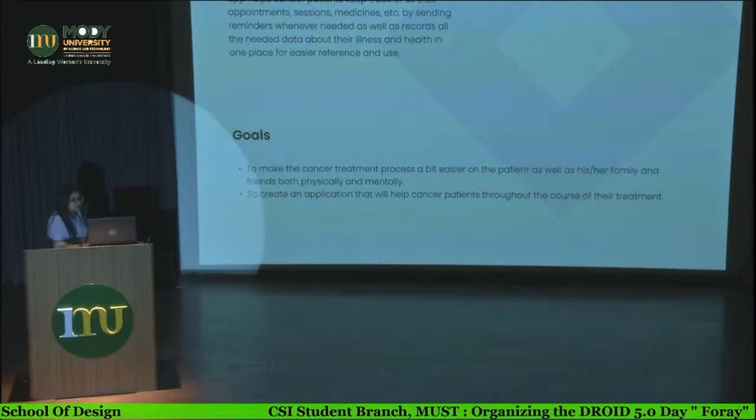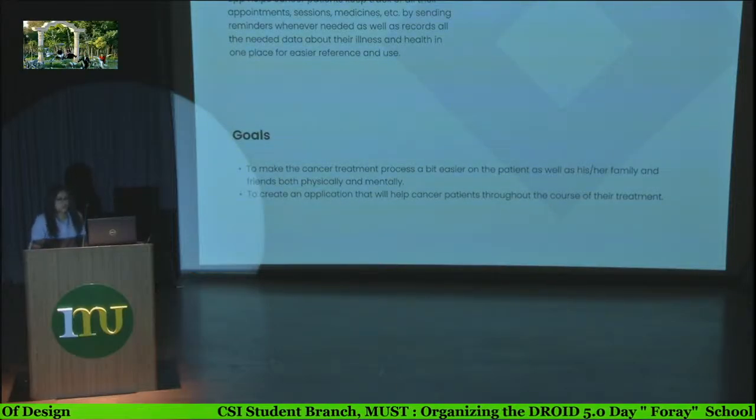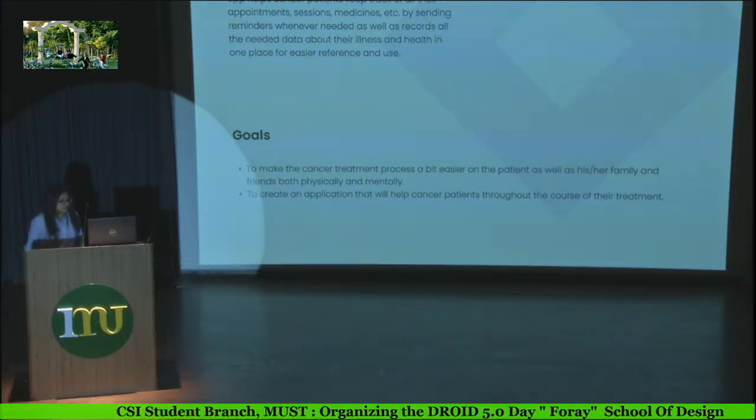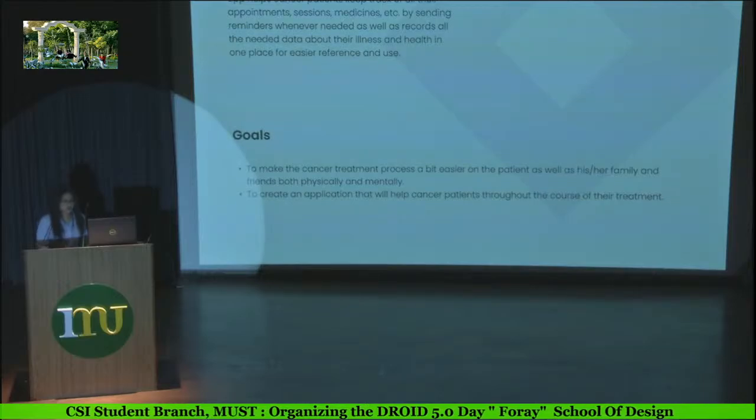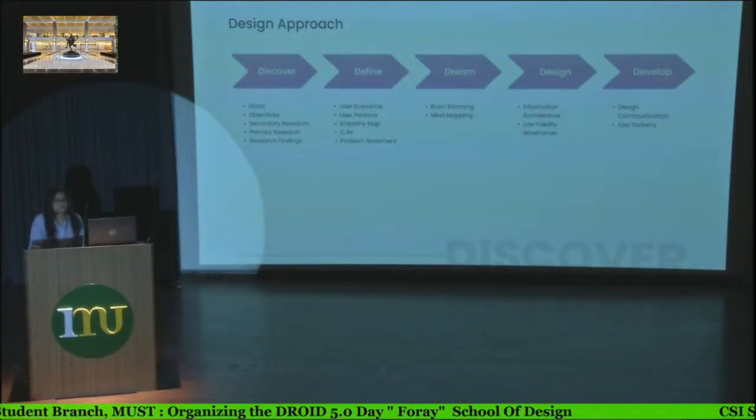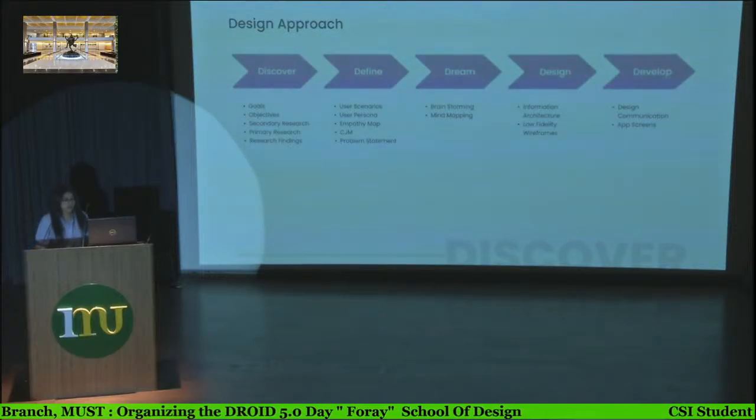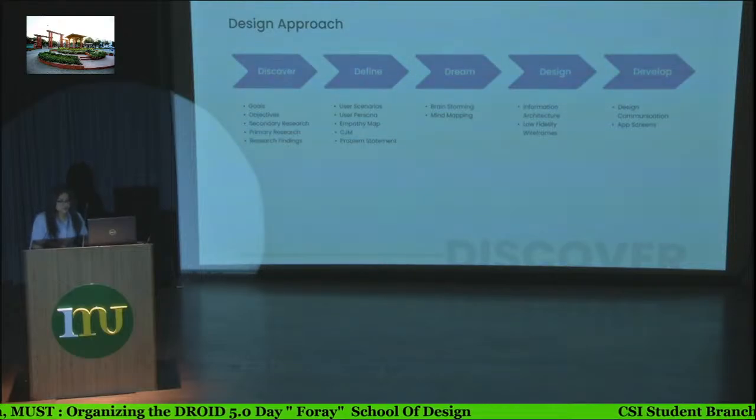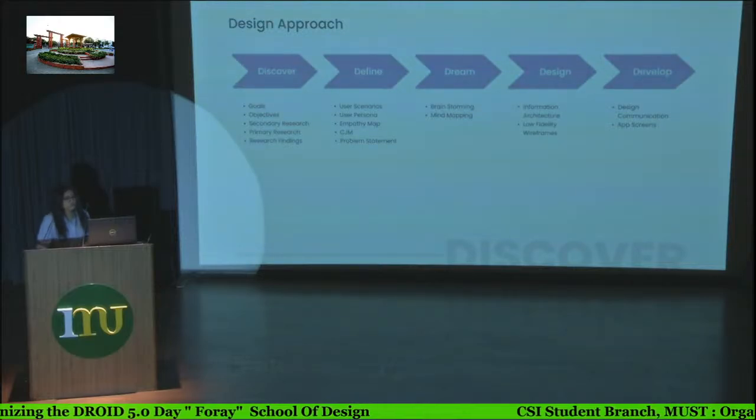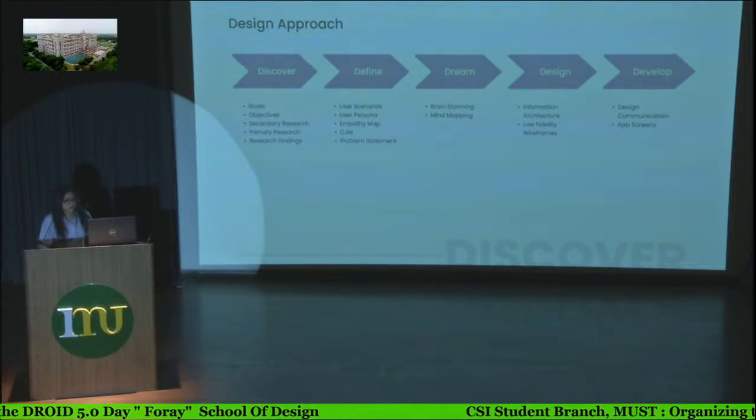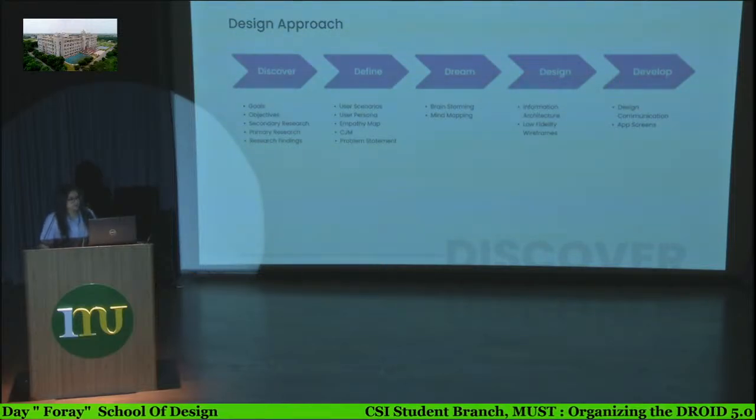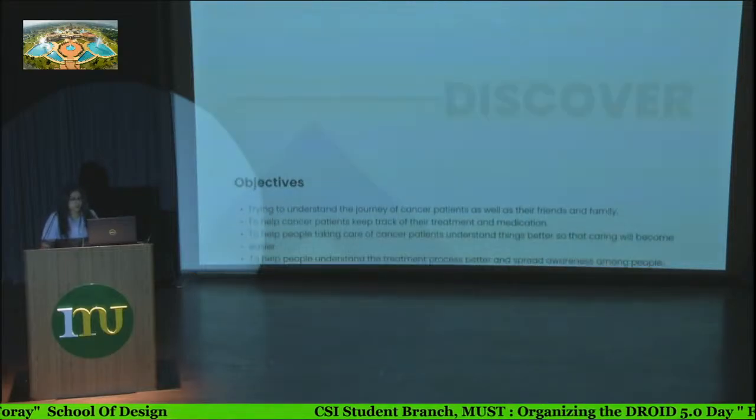So the goal of this project was to make the cancer treatment process easier for the patient as well as their family, and to create an application that will help cancer patients throughout the course of their treatment. For this project, I followed a process called the 5D process. This is a UX design process which we use to get an in-depth understanding of the given problem, as well as help ideate different kinds of solutions for it. So let's get into the details.